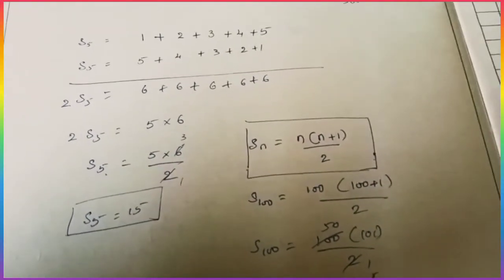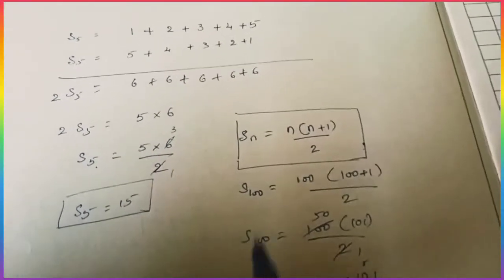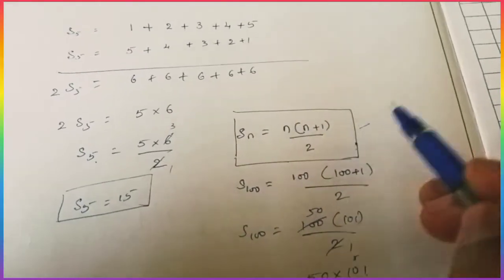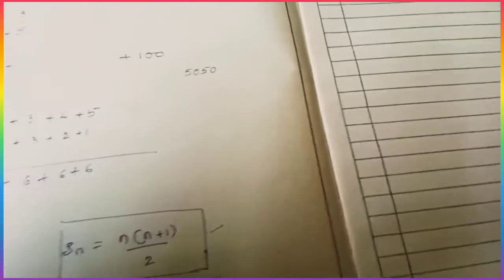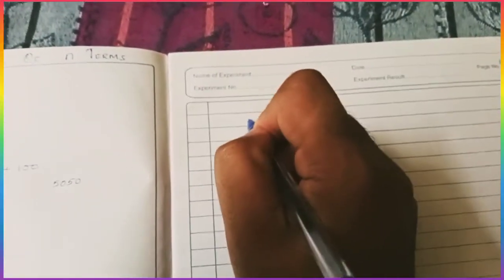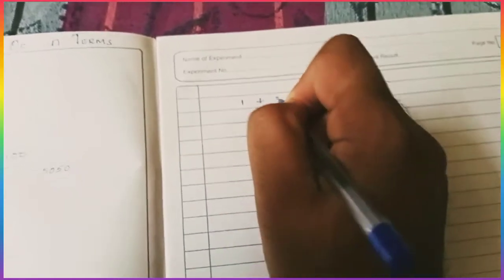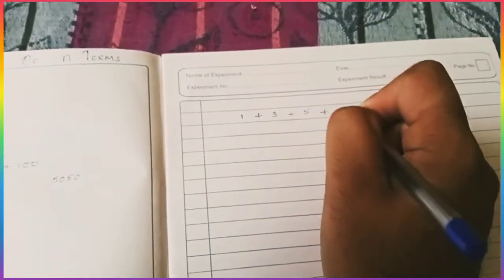Now we will take another example to see whether this formula is suitable for that particular sequence of an AP or not. So if we take 1 plus 3 plus 5 plus 7, okay.